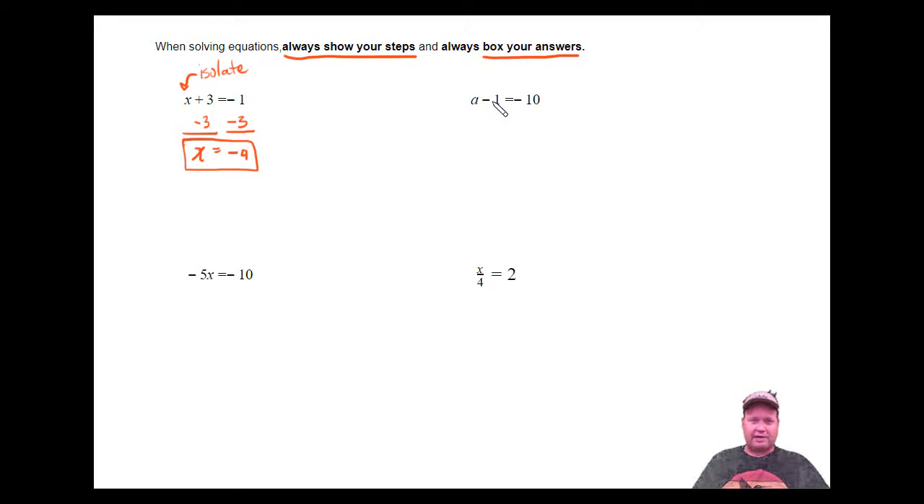The inverse operation of minus 1 is plus 1, and it's important that you put that sign. So we're going to put a plus 1 on both sides of the equation, once on the left side of the equal sign, and once on the right. Minus 1 and plus 1 cancel to be 0, and that leaves us just with a equals. And negative 10 plus 1 is negative 9.